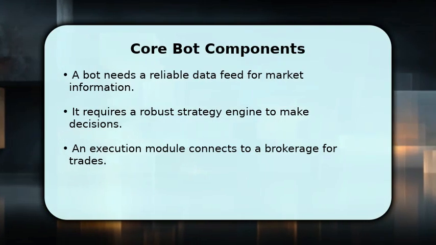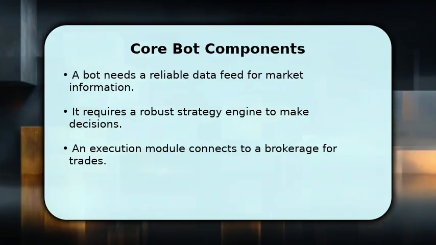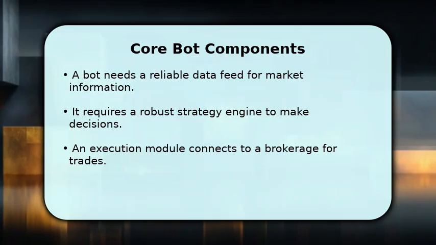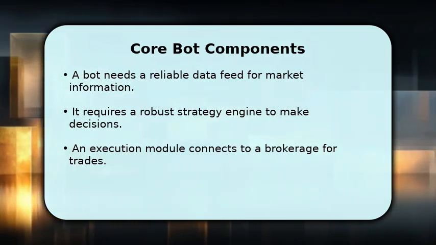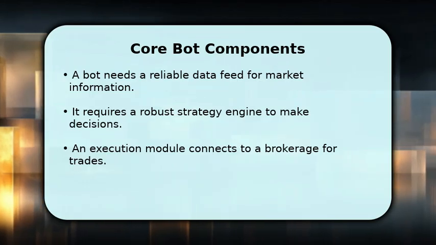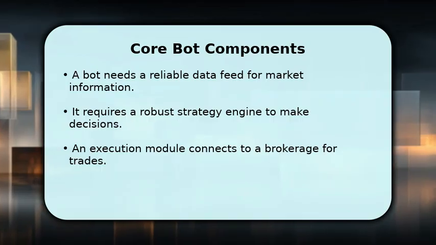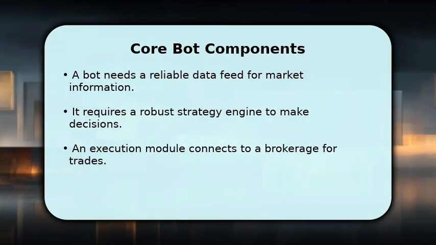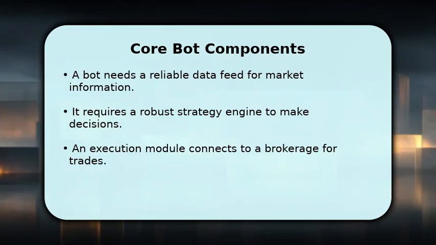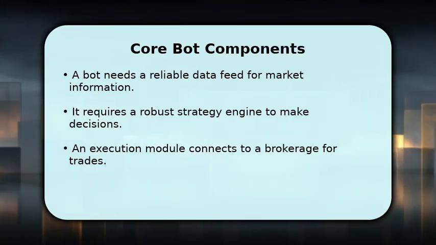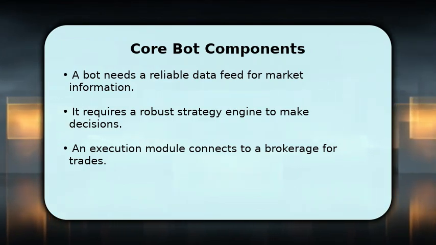Every effective trading bot consists of several core components. First, a data feed provides real-time or historical market prices. Next, a strategy engine processes this data, applying your predefined rules to identify trade signals. An execution module then sends these signals to your brokerage account to place orders. Finally, robust risk management rules are essential to limit potential losses and protect your investment capital effectively.